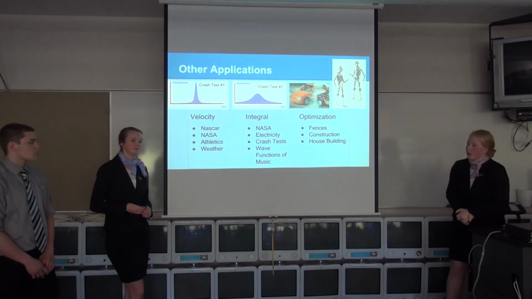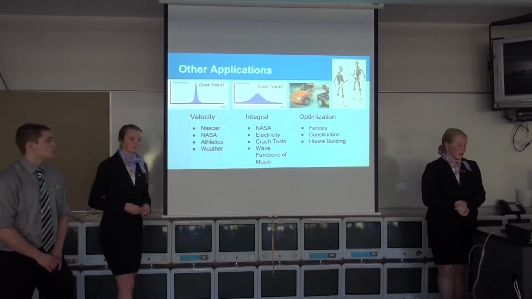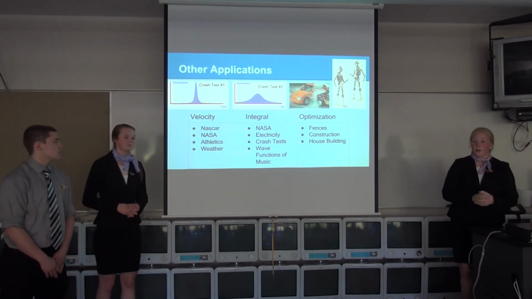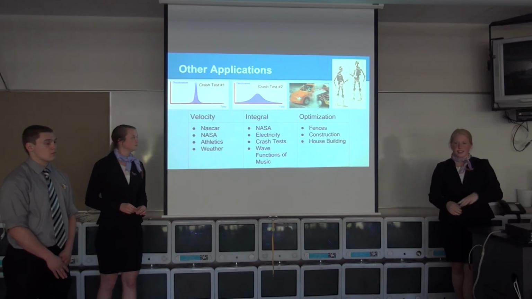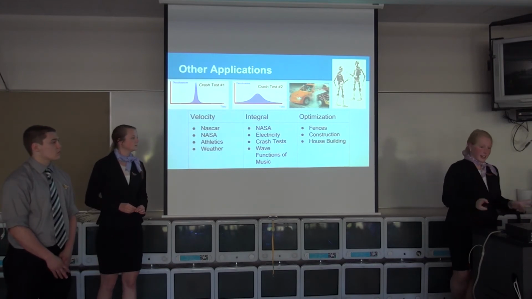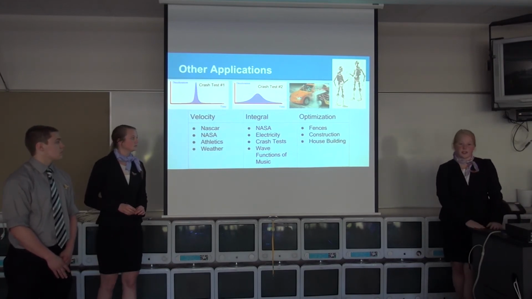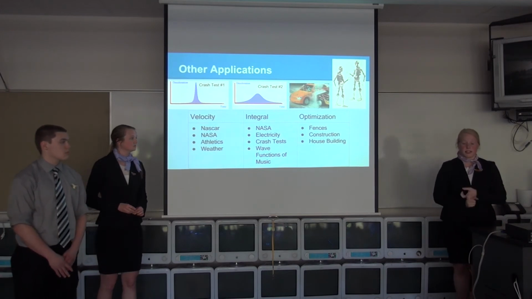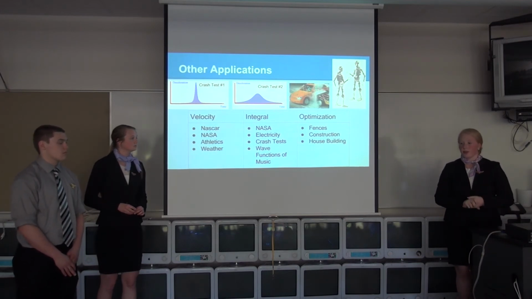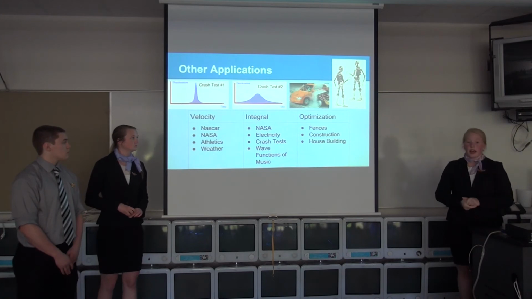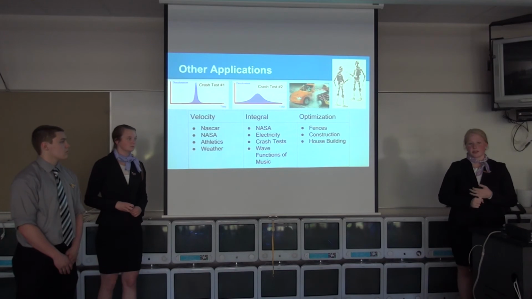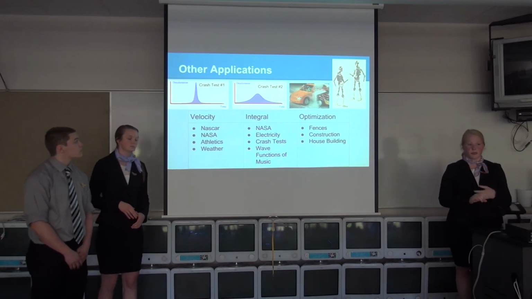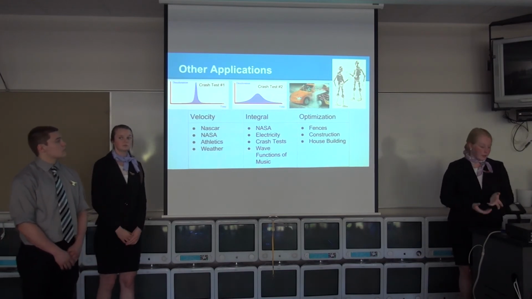Some other applications that we found throughout our research was for the velocity. We found they use it in NASCAR, like when they're going in pit road, there's a certain speed that they have to maintain or else they get into a lot of trouble. And NASA uses it all the time with their science and engineering and technology. And athletics uses it a lot with like speeds of balls, speeds of athletes, how fast people are running, and stuff like that. And they use the velocity function a lot in weather too, how fast hurricanes are moving, how fast tornadoes are moving, just storms in general.